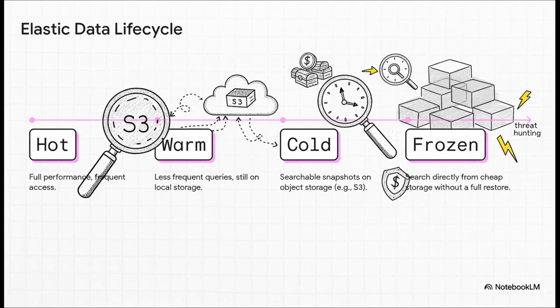Elastic's lifecycle looks almost identical on the surface, but there is one absolute game-changing difference: searchable snapshots. This tech lets Elastic query data directly from cheap object storage, think Amazon S3, even when it's in those cold or frozen tiers, without doing a full restore. For things like long-term compliance or threat hunting way back in time, this is a massive, massive advantage. It saves you both time and a ton of money.